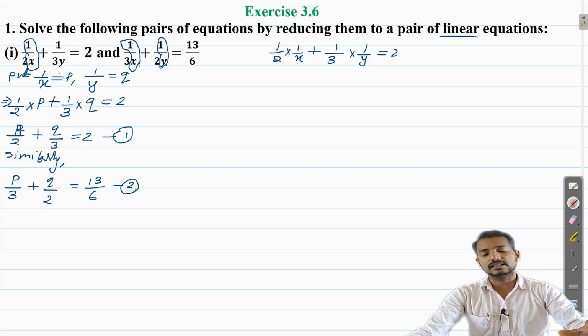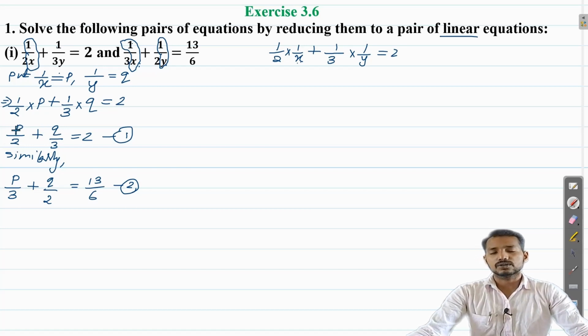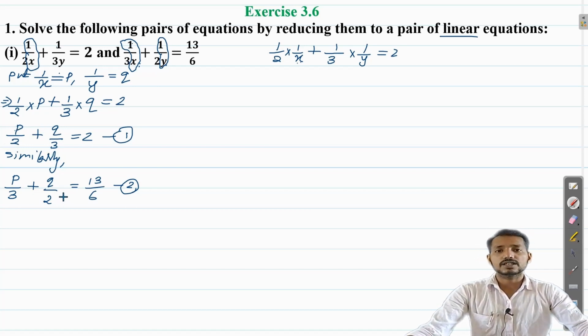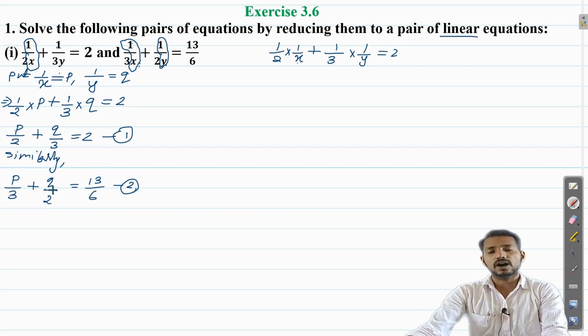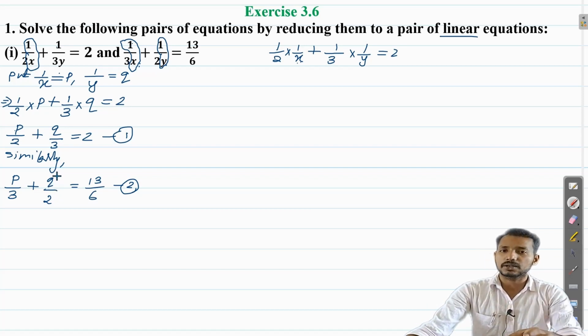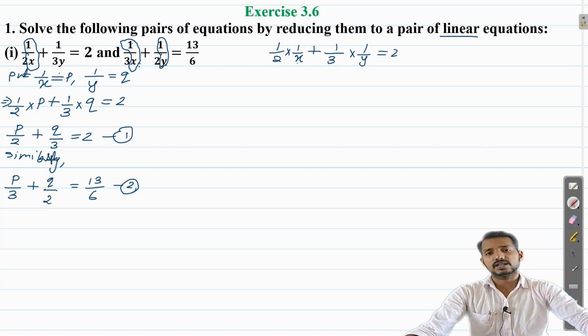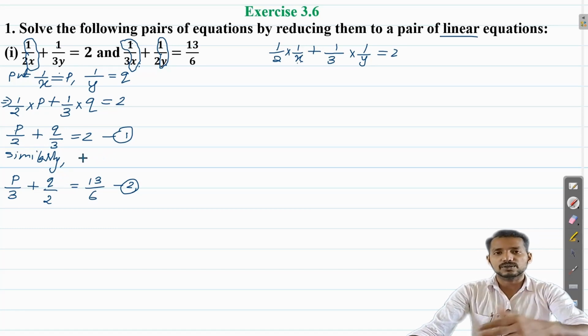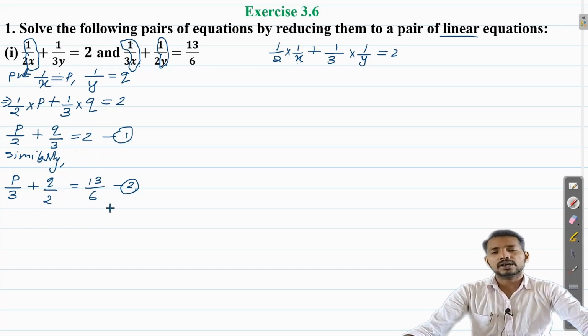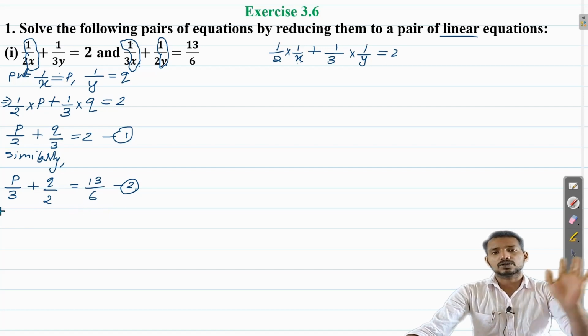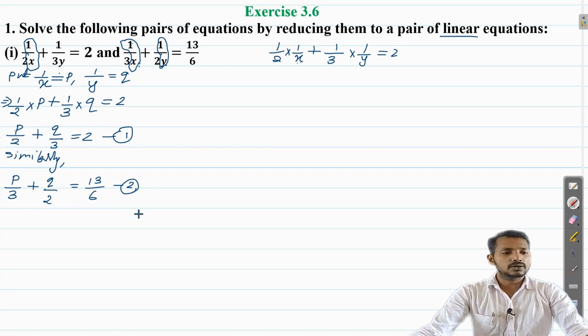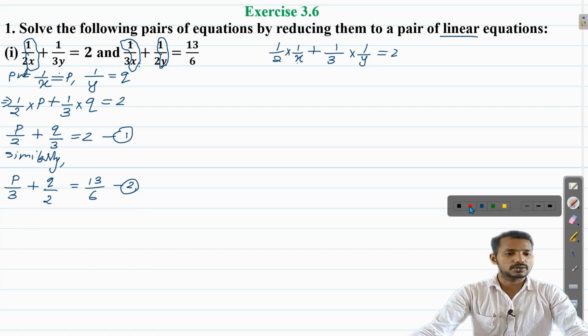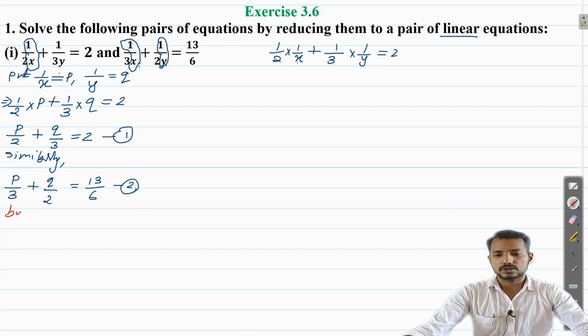Now we have two linear equations in terms of the variables p and q. We can solve them for p and q. After getting the values of p and q, it is very easy to find the values of x and y. So in that way we can solve. Now you can choose any algebraic method to solve these equations. I am going to choose the substitution method. That is the first algebraic method we have learned.